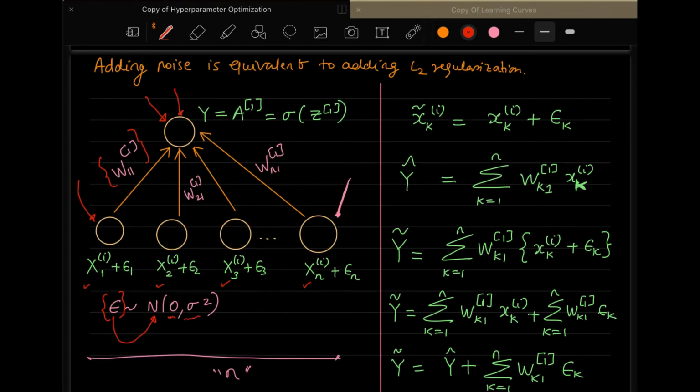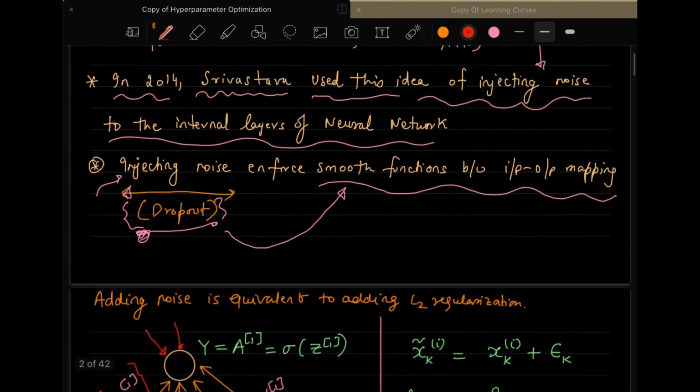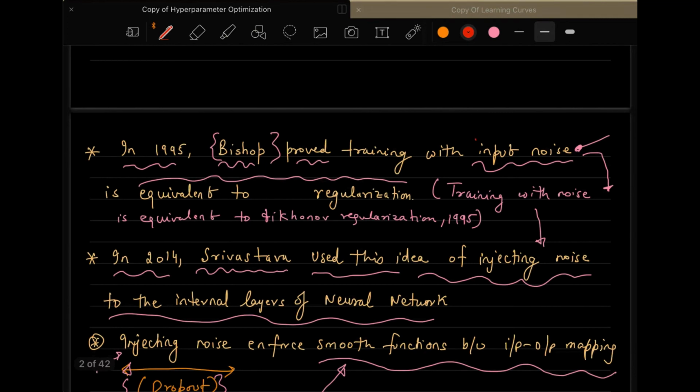When I sample this random variable epsilon naught, I am adding it to the inputs, that is x1, x2, x3, xn, separately. So we sample epsilon 1, then epsilon 2, epsilon 3, epsilon n, and I am adding them to the input samples. Earlier we had only x_k^i, but now it is corrupted by adding noise. And why are we adding noise? Because we want to prove that adding noise is equivalent to doing regularization.